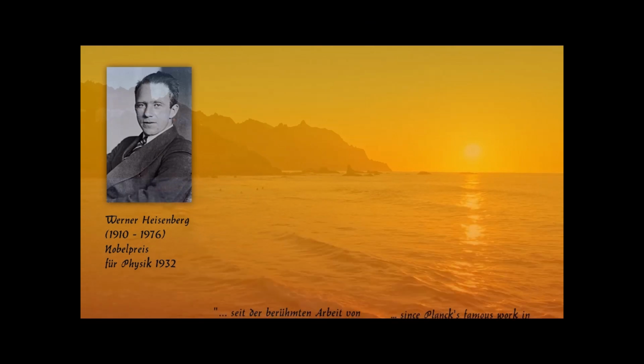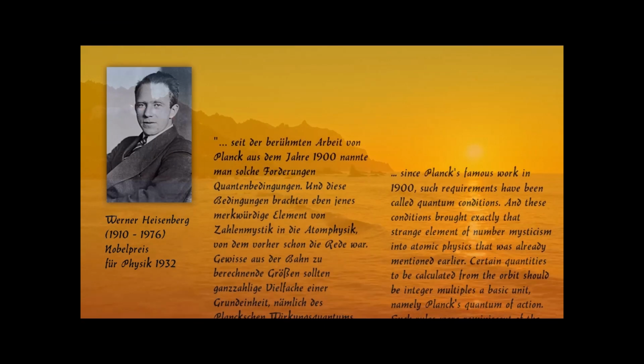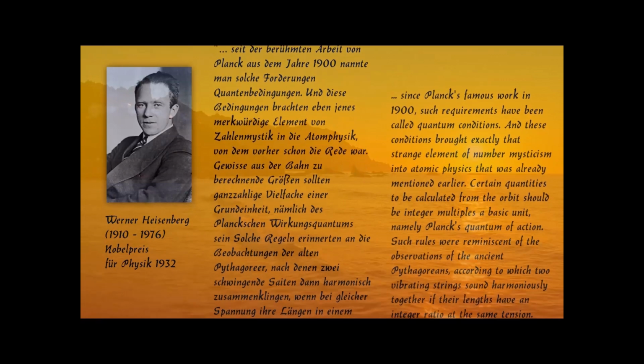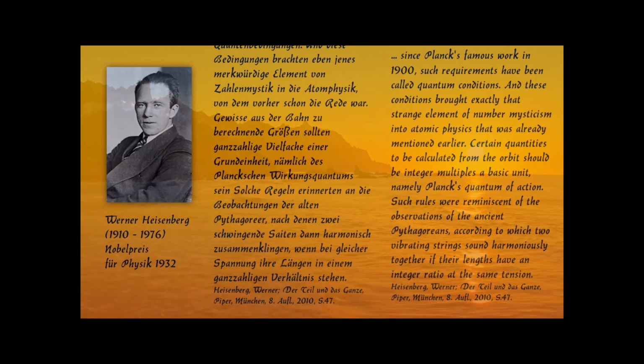Werner Heisenberg writes in his autobiography, The Part and the Whole: Since Planck's famous work in 1900, such requirements have been called quantum conditions. And these conditions brought that strange element of number mysticism into atomic physics that had already been mentioned. Certain quantities to be calculated from the orbit should be integer multiples of a basic unit, namely Planck's constant. Such rules were reminiscent of the observations of the ancient Pythagoreans, according to which two vibrating strings sound harmoniously together when their lengths are in an integer ratio at the same tension.